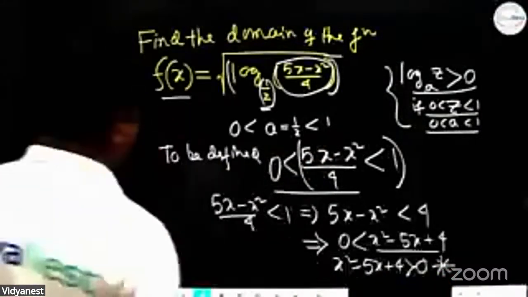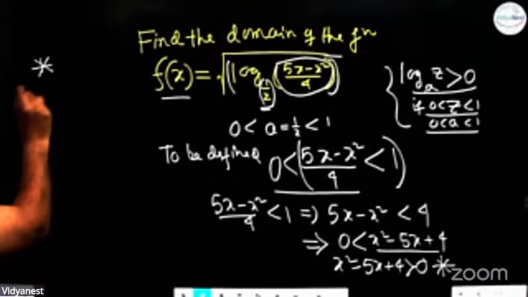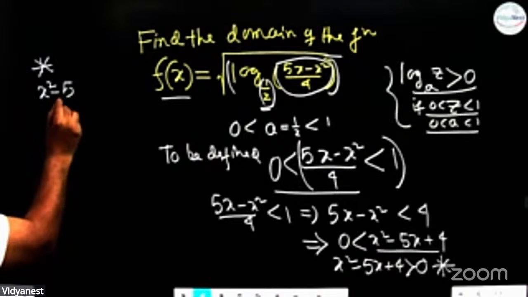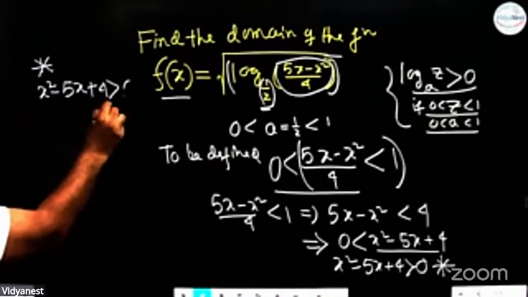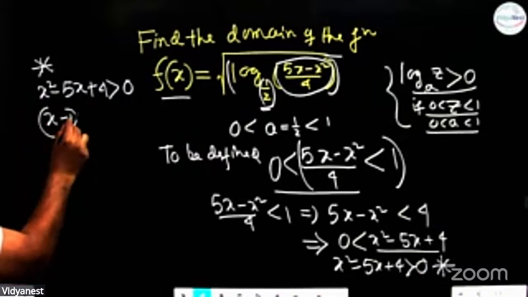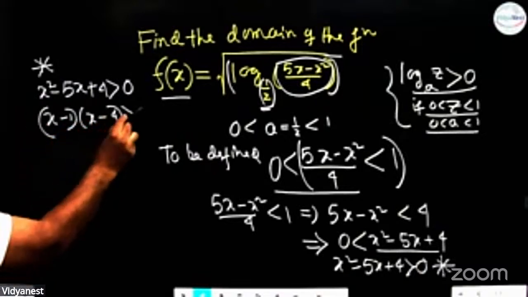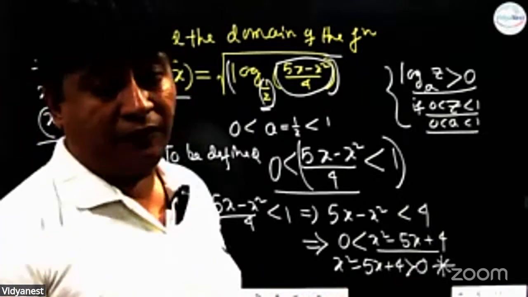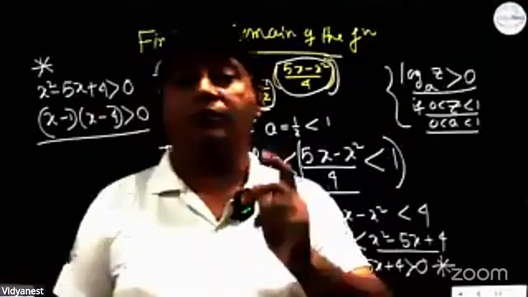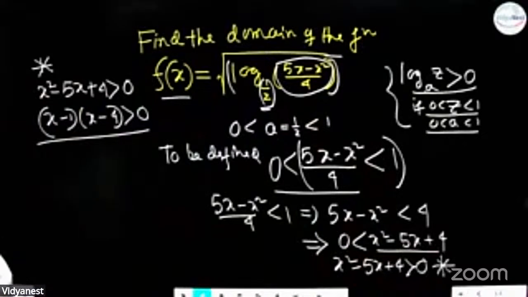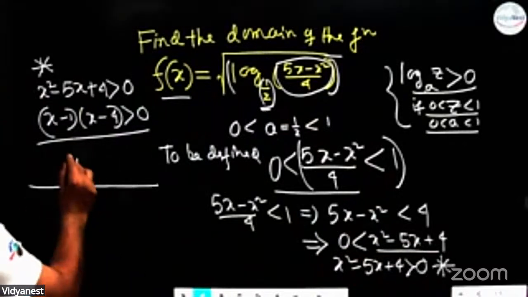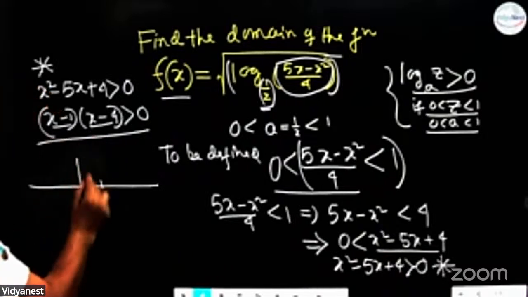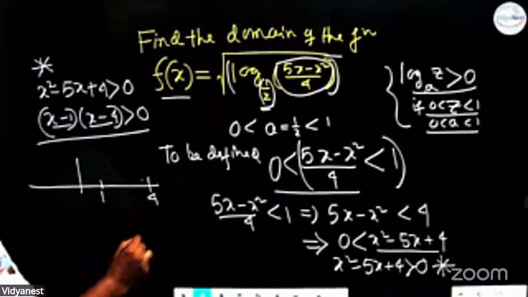After this stage, I am writing here, with an asterisk sign you follow, x square minus 5x plus 4 greater than 0. What does it mean? Once you get this type of inequation in factor form, then you use the wavy curve method. It means on the number line you plot the points: if you make this factor equal to 0 and that factor equal to 0, you will get 2 points, 1 and 4.